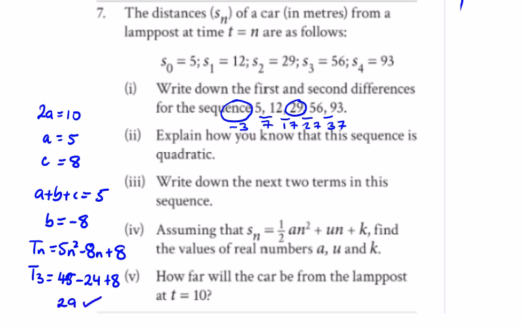So we've actually done most of the other parts. We haven't done the next two terms, but you can see here you can get them quite easily. And then we found K to be C, just in a different context, and T10, just put 10 in. T10 is going to be 5 by 10 squared minus 8 by 10 plus 8, which is equal to 420 plus 8, 428 for question 7. So you should be masters at these quadratic sequence questions at this point.